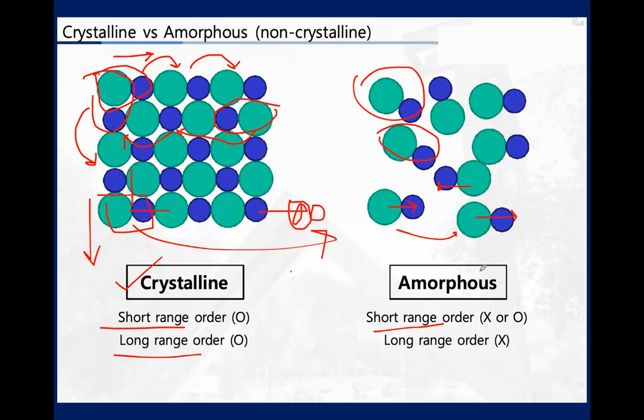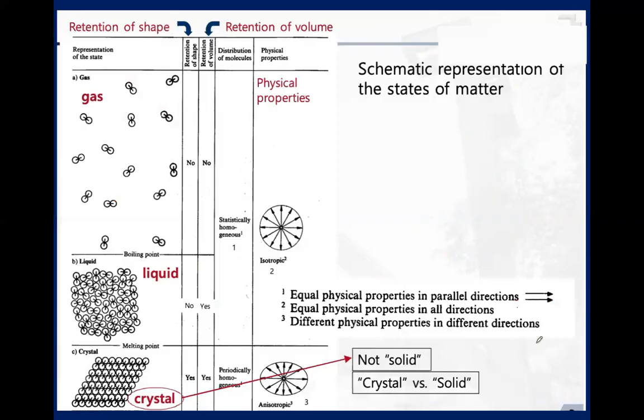So anyway, without repetitive orderly arrangement of units, any material you can call amorphous, right? You can call these amorphous materials. Short range might be there, but mostly you don't see that either. Long range, it's not there anyway. So this is the difference between crystalline and amorphous materials.